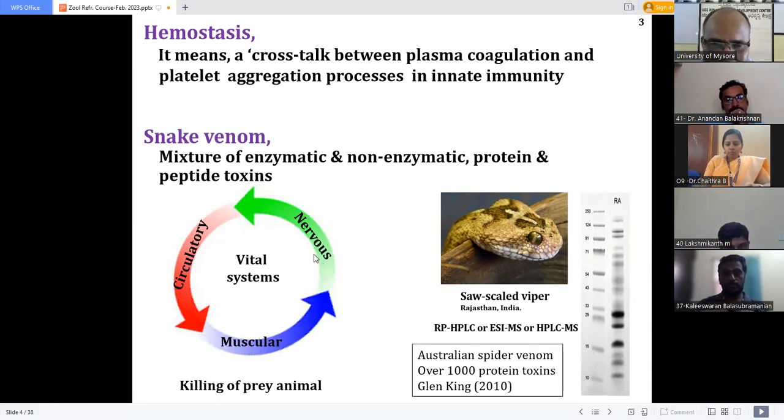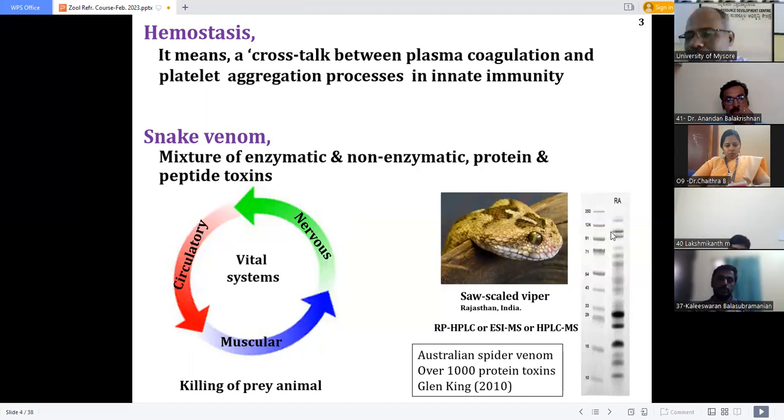These three systems are tightly interconnected, interlinked, such that effect on one system invariably affect the other two, resulting in immobilization or killing of the prey animal or human victims. Thus, snake bite is a true, very true example of a simultaneous lethal assault on vital organs or vital systems. Thus, it's a true medical emergency.